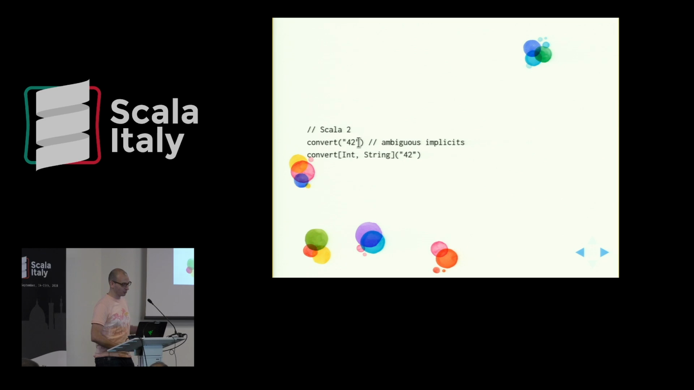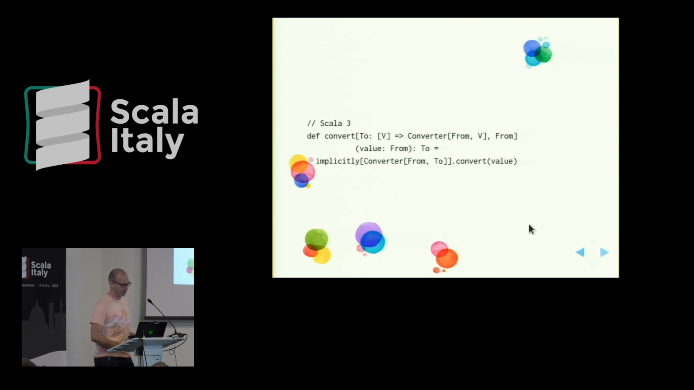Now, if we try to just call that convert method with a string, we get ambiguous implicits. Remember, we provided a converter from string to int and string to double. It has no idea which one to choose. Or we could specify that we want the int one. We also have to write string there because, I mean, we could work it out that it's a string, but Scala 2 requires that we specify either all of the type parameters or none of them. There's no default or named type parameters.